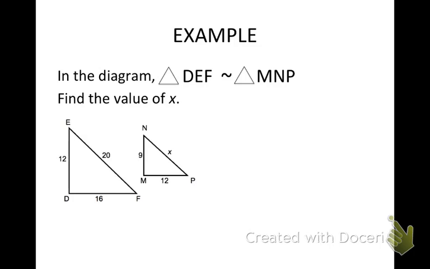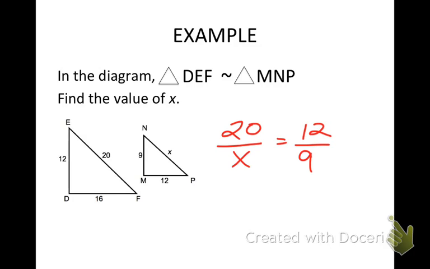So I see x is right here. What side on the other triangle corresponds to x? 20. So let's make that as a fraction. Now we could do 20 over x, or we could do x over 20. Either would work. So if I do 20 over x, can you give me another ratio comparing sides? Well, if I do 20 over x, then I'm going to do 12 over 9. Good.